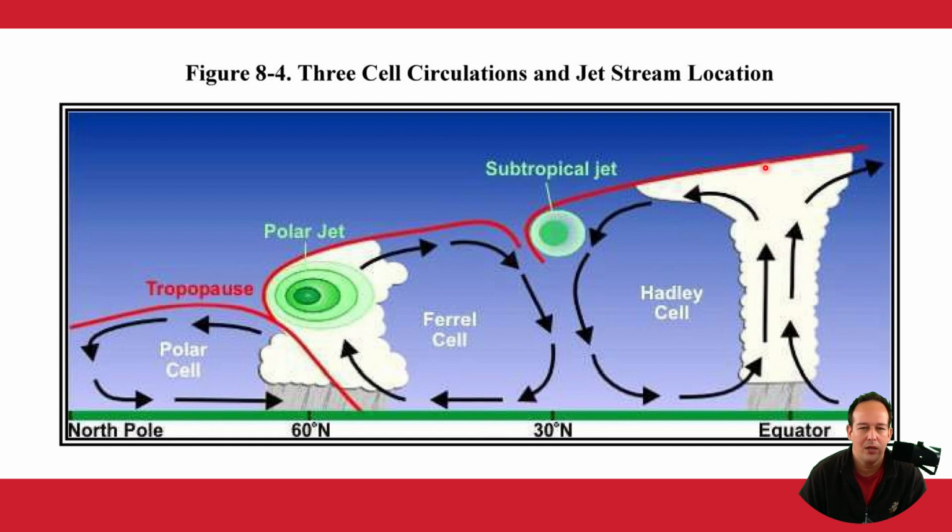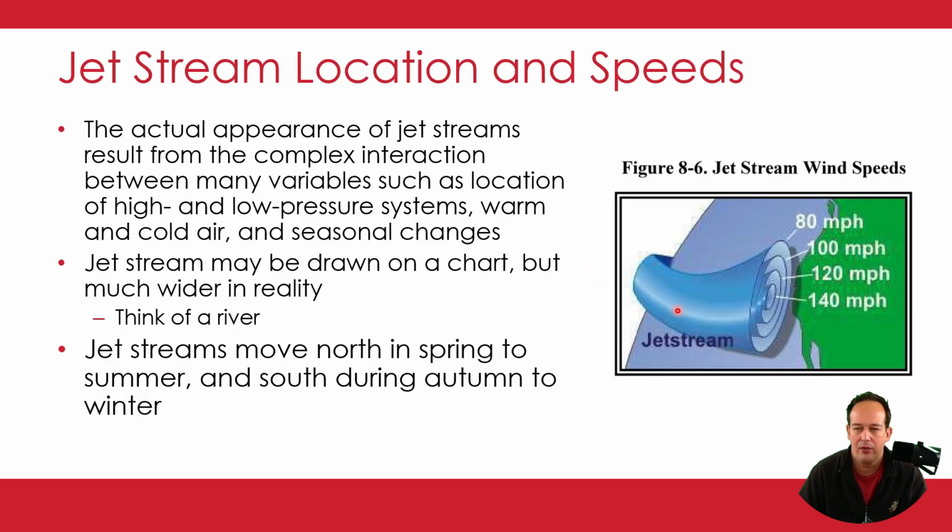So this is where we can use the location of the jet stream to determine where the tropopause is. In this picture on the right, we see a visualization of a jet stream. The actual appearance of jet streams results from the complex interaction between many variables, such as the location of high and low pressure systems, warm and cold air, and seasonal changes. So there are lots of factors that go into where the jet stream is located.